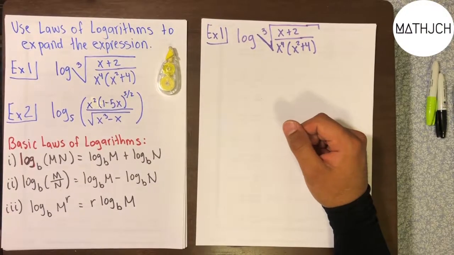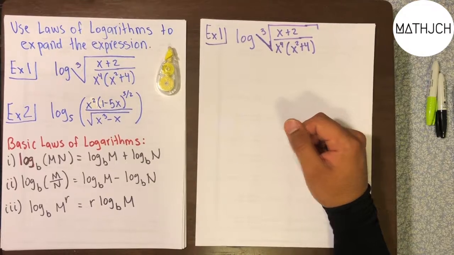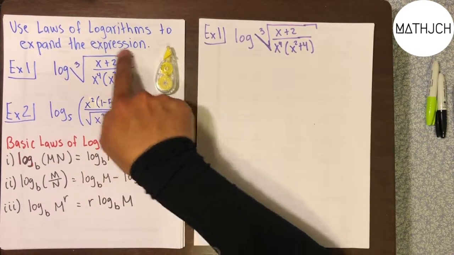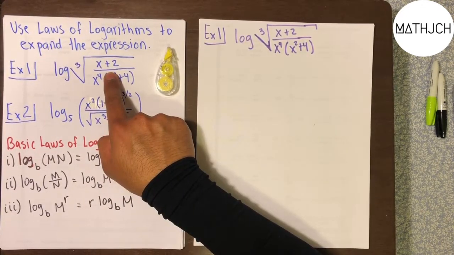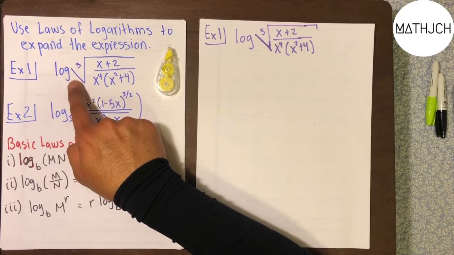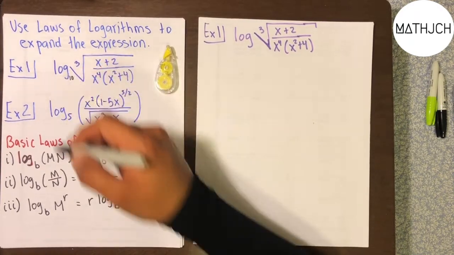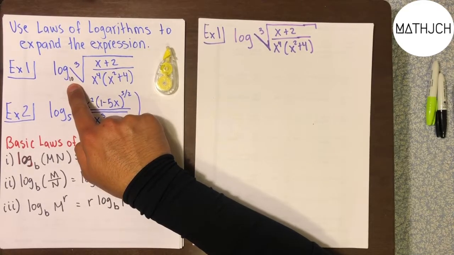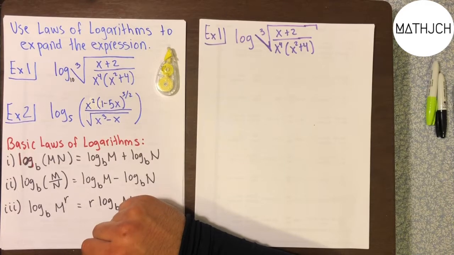Hello everyone. For these videos, we are going to use the laws of logarithms to expand the expression. So we have log of this big chunk and we're going to expand it with different types of logarithms, having the same base. Notice here that automatically the base will be a number 10, because it's not given. So we have two examples, which are exam questions, and we're going to go through them.